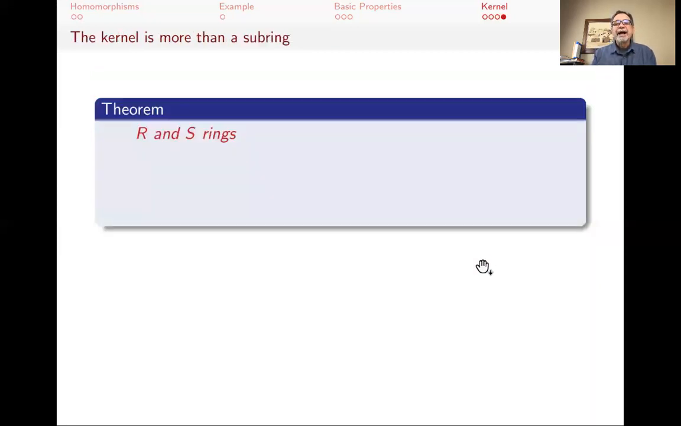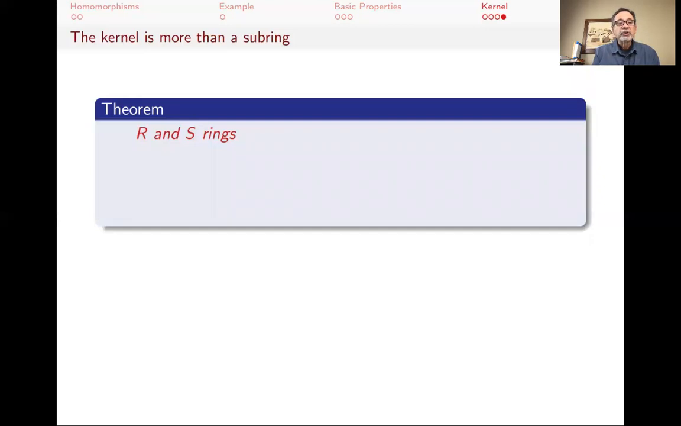Now, the next part of what we're doing here is to decide what kinds of subrings are going to be kernels of homomorphisms. Can any subring be the kernel of a homomorphism, or are some subrings better than others? And for that, we have to see whether or not kernels have any other property other than being a subring.